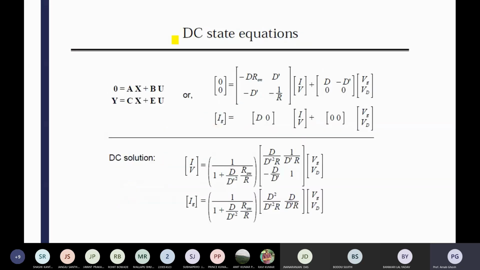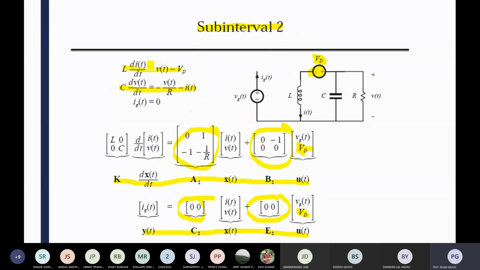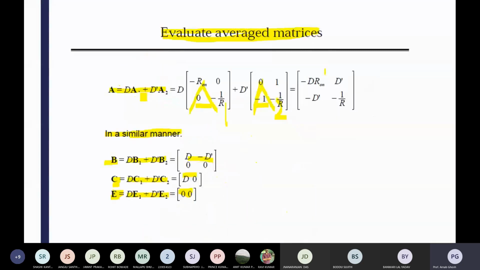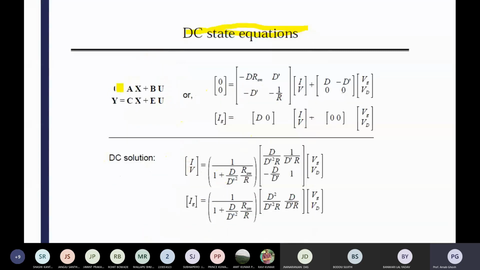Then you have to find out the steady state value. In steady state, that value is constant, so di/dt should be constant. If you are making your input current constant, then that value on the input side will be 0. That's why this 0 is coming. 0 equal to what?